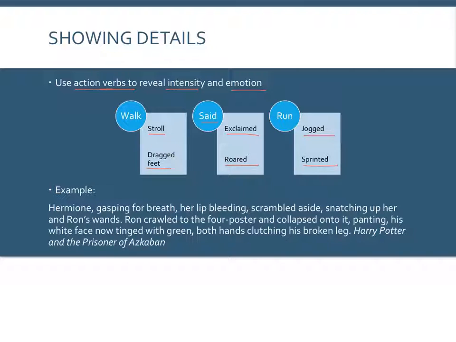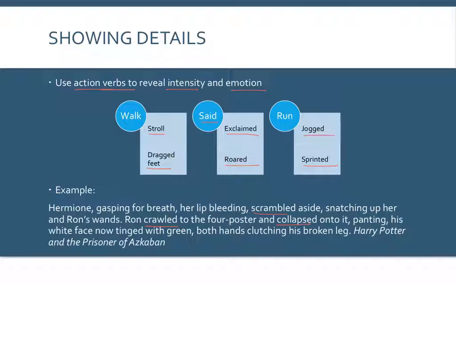Another example from The Prisoner of Azkaban. "Hermione, gasping for breath, her lip bleeding, scrambled aside, snatching up her and Ron's wands. Ron crawled to the 4-poster and collapsed onto it, panting, his white face now tinged with green, both hands clutching his broken leg." So we've got our main verbs for this particular sentence.